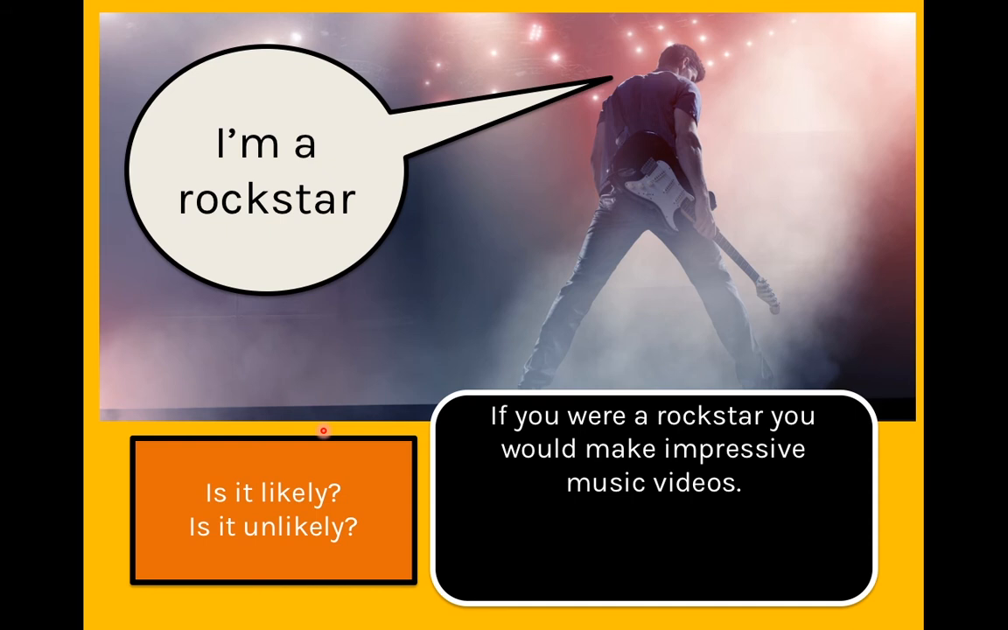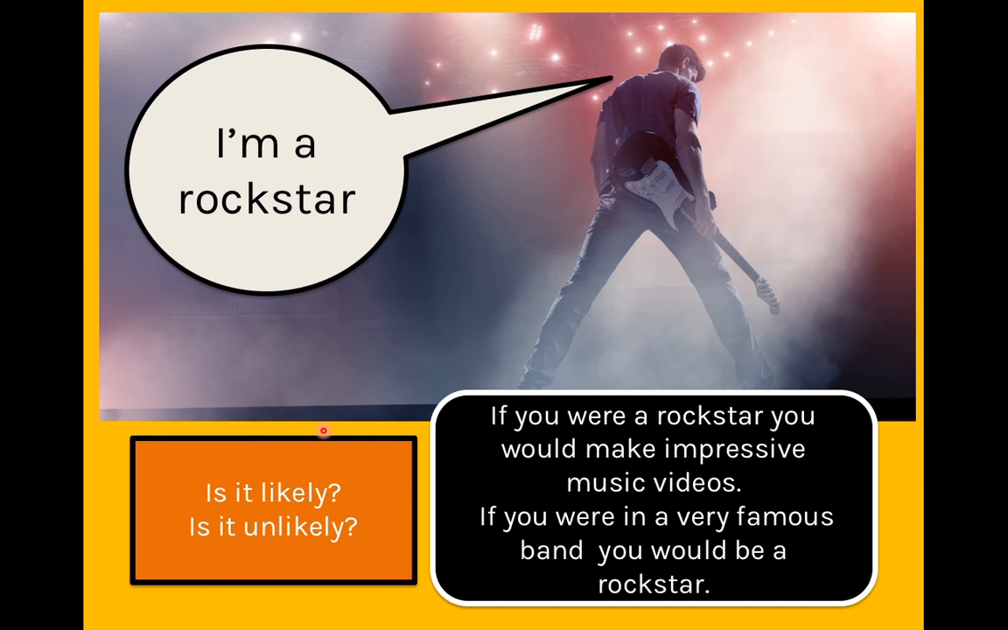Now, let's see a sentence using the second conditional in which be the rock star is the result. If you were in a very famous band, you would be a rock star. So the condition is, if you were in a very famous band, you would be a rock star. The condition is, if you were in a very famous band.